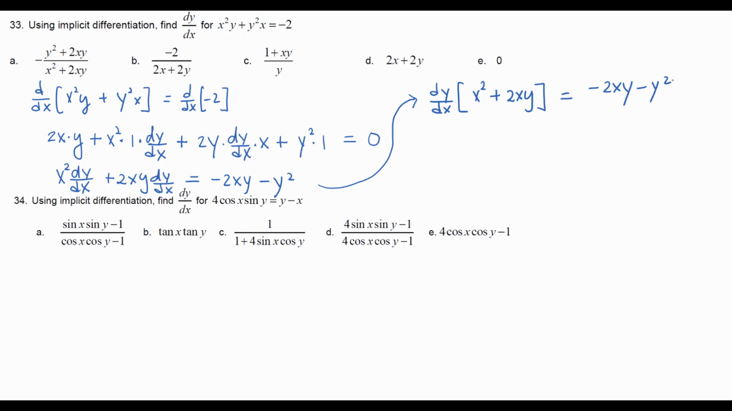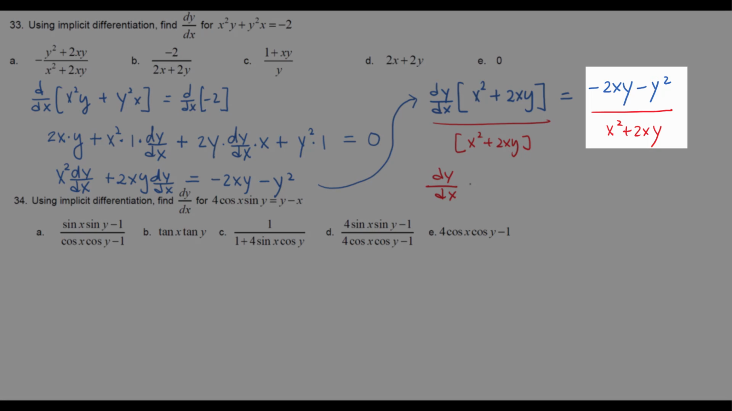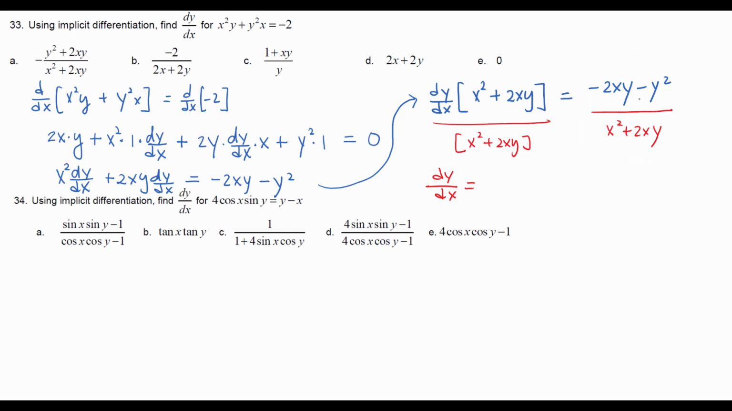Your last step is to divide both sides by the term next to dy/dx. So we divide both sides by x squared plus 2xy. And my dy/dx is what I have on the right-hand side of the equation above. However, I don't see that in the answer. So we're going to factor out negative 1 from the numerator and put it in front of the fraction bar. So you will have y squared plus 2xy over x squared plus 2xy.